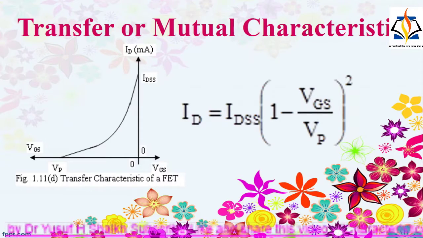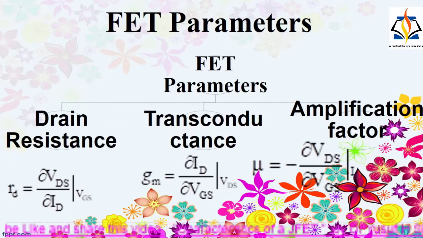The transfer characteristic is a parabolic curve, which can be algebraically represented by the equation ID equal to IDSS into the bracket 1 minus VGS upon VP bracket raised to 2. FET parameters. In a field effect transistor, the drain current ID depends on the drain source voltage VDS and the gate source voltage VGS. Thus, keeping any one of these variables constant, the relation between the two other variables is found. The various parameters of FET can be obtained from its characteristic curves.